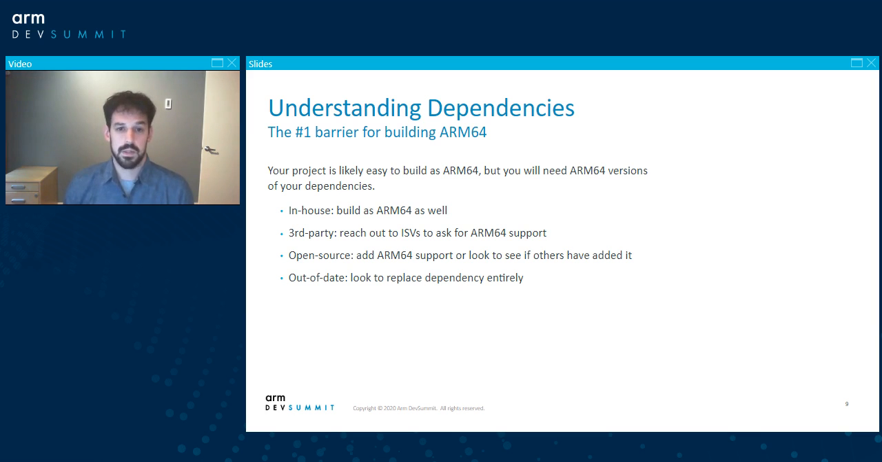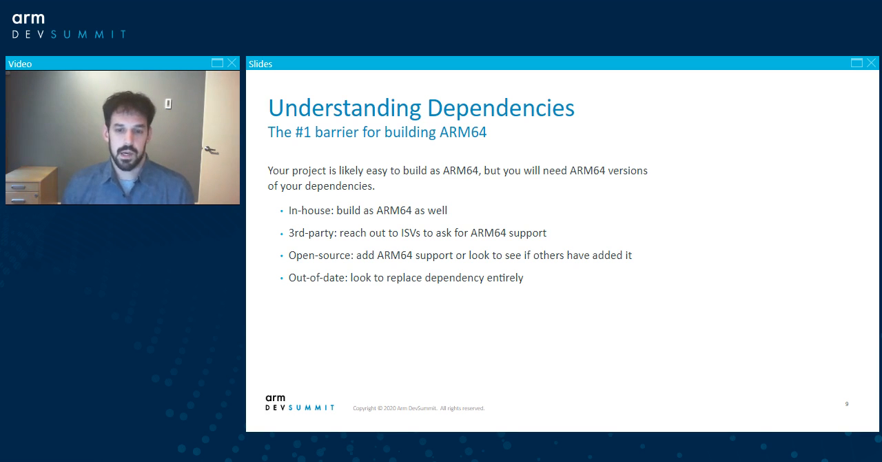Of course, in-house dependencies are arguably best case. It's your code. You can go reach out to the team within the company, or maybe it's your own team, and have that project get built as ARM64 as well. If you have a third-party dependency, you would need to reach out to that ISV and ask for ARM64 support. But you might be surprised to find that you're not the first person who's asked.